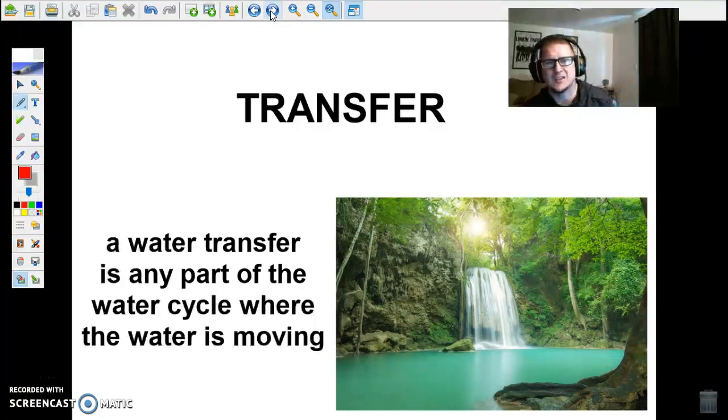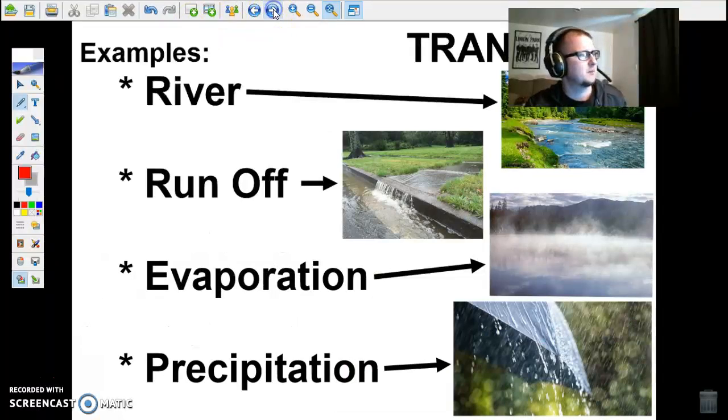If we read that definition there, a water transfer is any part of the water cycle where the water is moving. So it's not stationary at all. It's not in a standstill spot. If you want to think about different places that water is flowing, that beautiful waterfall there, for example. Let's give some other examples. On the very top of the screen, we have a river. That river, the water is moving. Because that water is moving, it's transferring from one place to another. That is a water transfer.